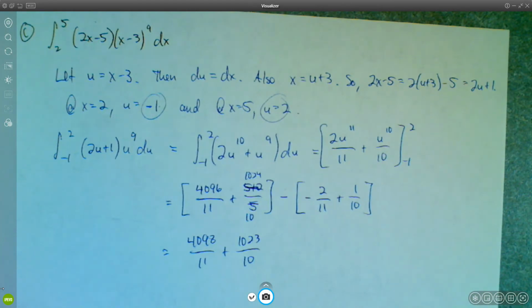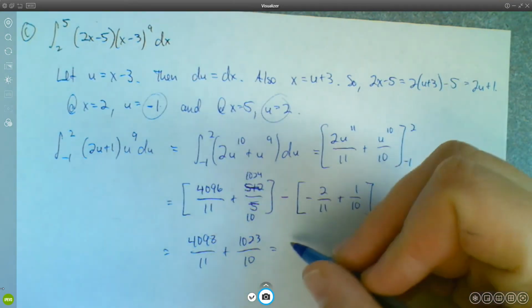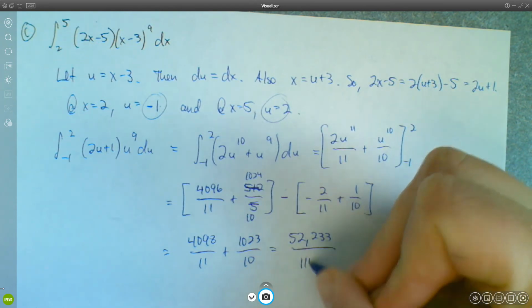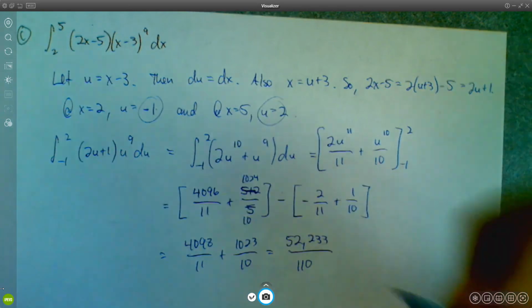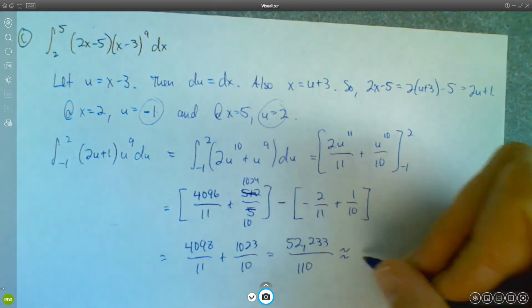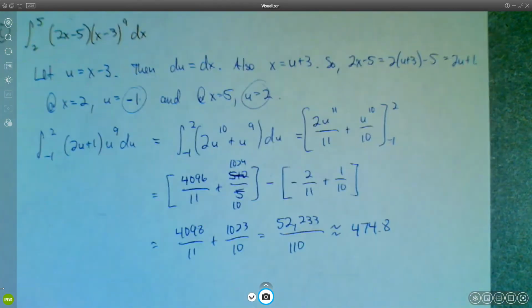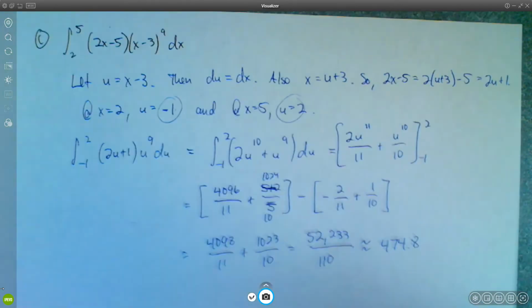Oh goodness, I don't even want to know what this is once we get common denominators and such. Let's see. 4098 over 11 plus 1023 over 10 equals 52,233 over 110. That's approximately 474.8. Okay, but there you go, right? So there's the answer to part C.